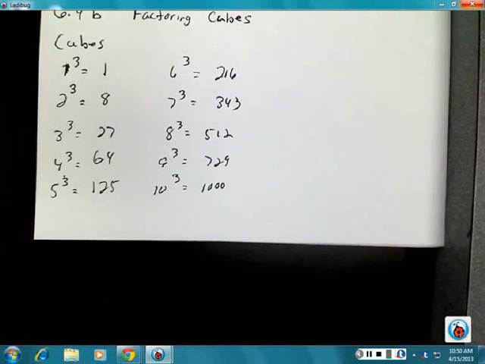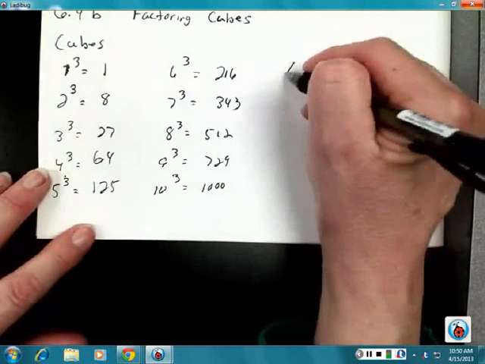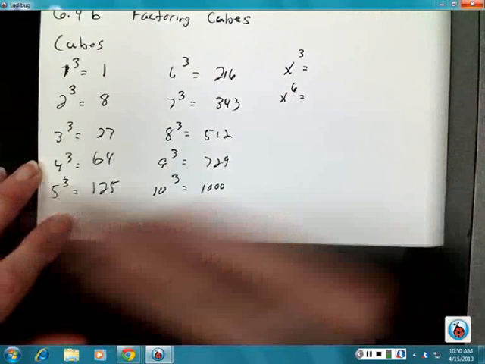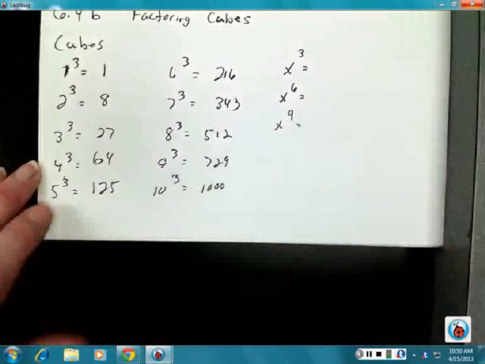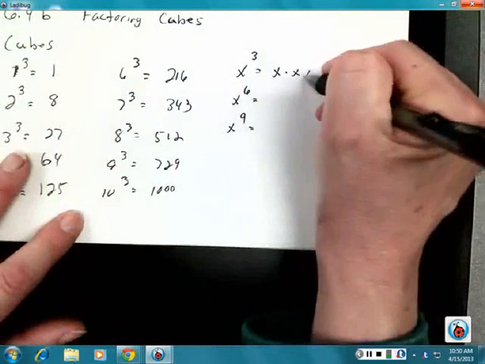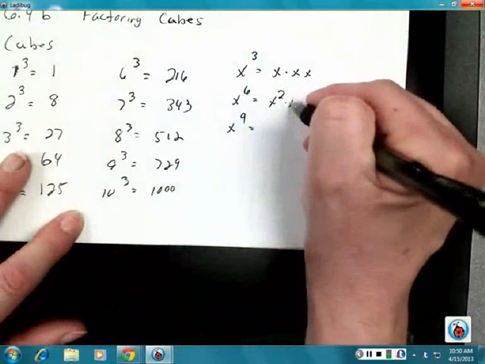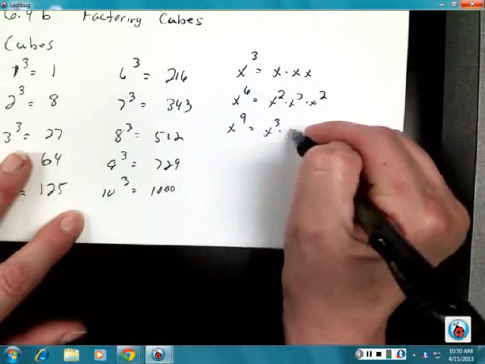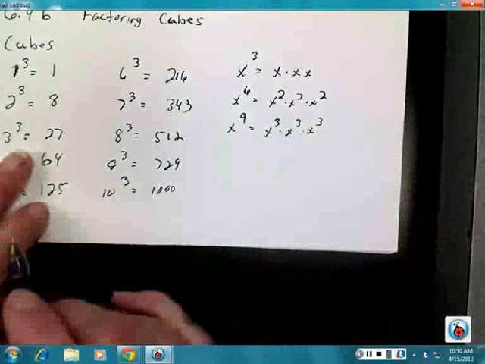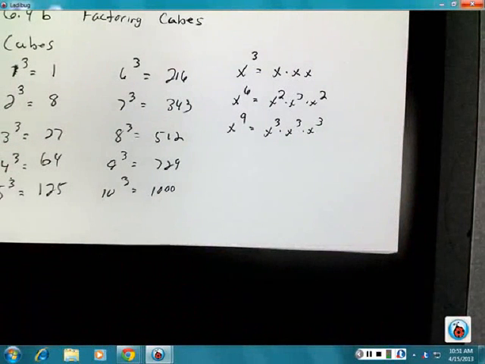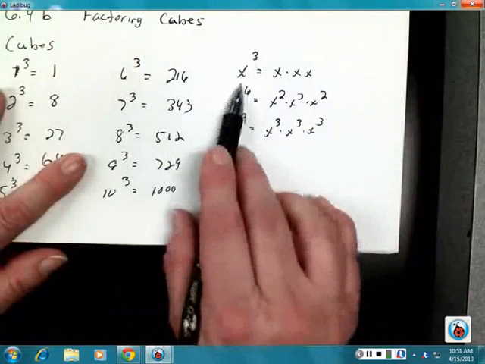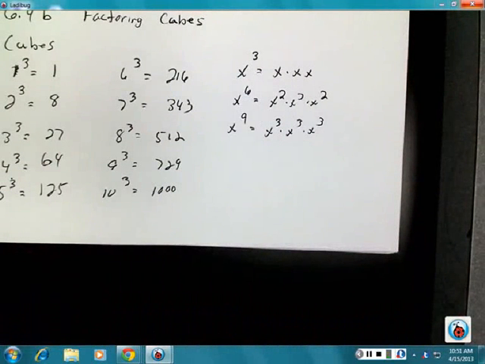If you have a variable in its cube, it will be x to the 3rd power, x to the 6th power, x to the 9th power. Because if I break this down, that's x times x times x. X to the 6th is x squared times x squared times x squared. And x to the 9th is x to the 3rd times x to the 3rd times x to the 3rd. So that's my main letter cubes that I could possibly have. The common ones you're going to see the most are to the 3rd or to the 6th. They don't usually give you anything beyond that point within your cubes.